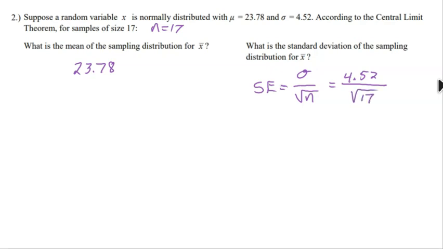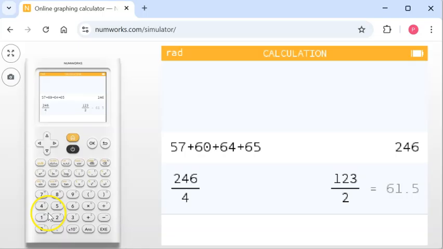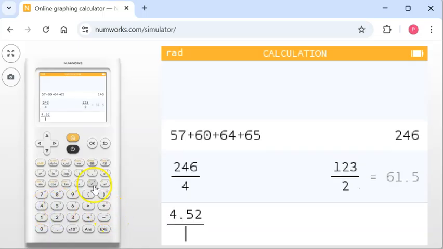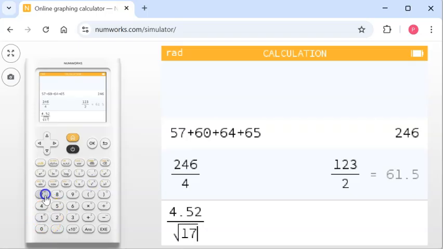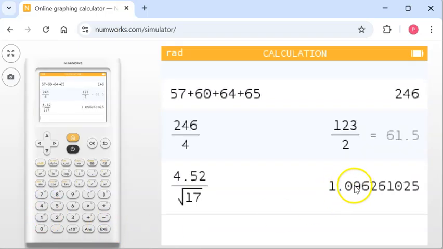And we'll go ahead to our calculator. So we'll do 4.52 divided by the square root of 17, and that gives us 1.096. Let's make this a 3 here. The 6 will round the 2 up to a 3. So 1.0963. Well, let's just do 1.096.